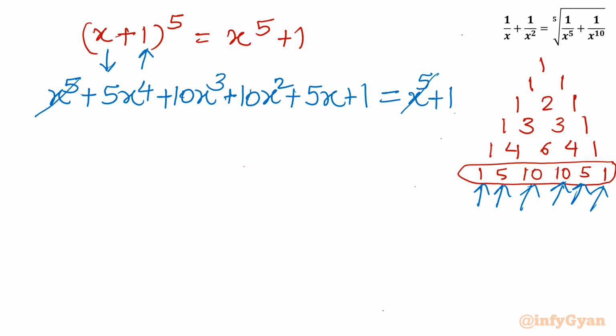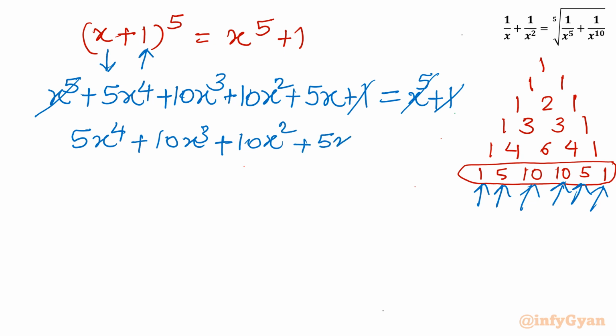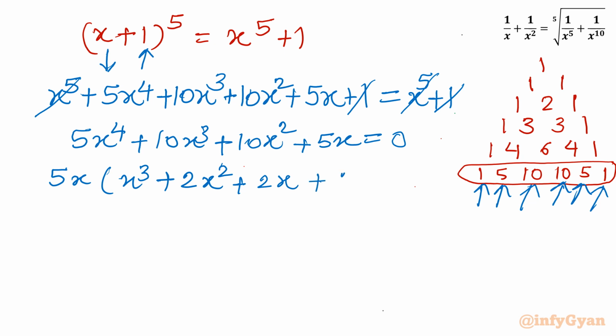x power 5 we will cancel, 1 and 1 we will cancel. Now what is left? That is quartic: 5x power 4 plus 10x cube plus 10x square plus 5x equal to 0. Now you can see 5 is common, x is also common. We will take 5x common. What would be left? x cube. Here you will write 2x square. For this term you will write 2x. For the last term you will write only 1, equal to 0.